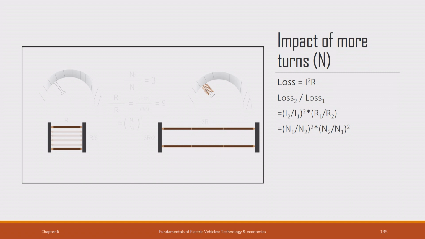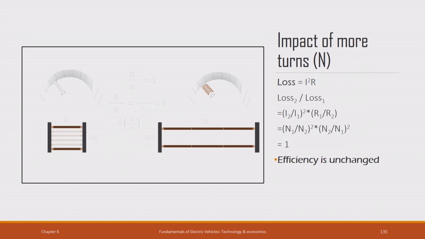but the resistance we have already seen is proportional to N2 by N1 squared. So, when I see the competing effect of reducing the current and increasing the resistance, the two effects cancel each other out and my efficiency is unchanged.